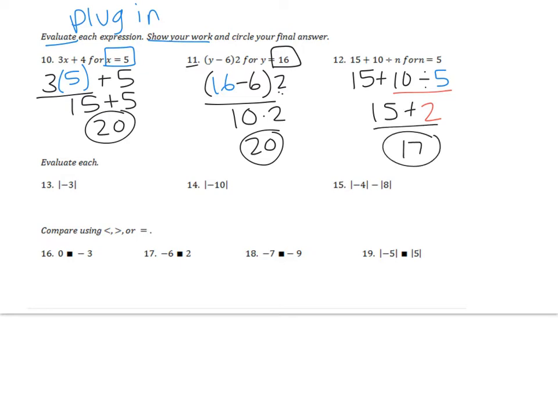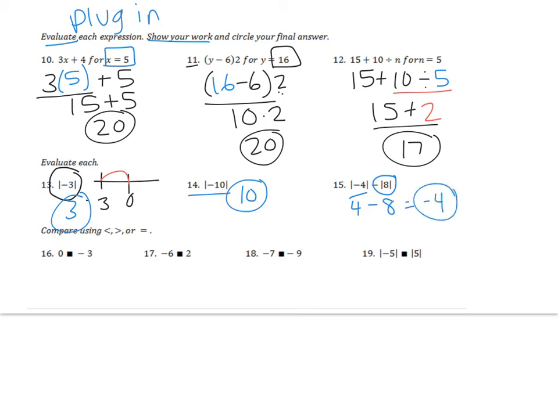And the next 3 are absolute value. The absolute value, the distance of negative 3 from 0 on a number line, is 3. So the answer is 3. Absolute value of negative 10 is 10. And absolute value of negative 4 is 4. The absolute value of positive 8 is 8. 4 minus 8 equals negative 4. And the last ones, make sure you first do the absolute values if there's any.